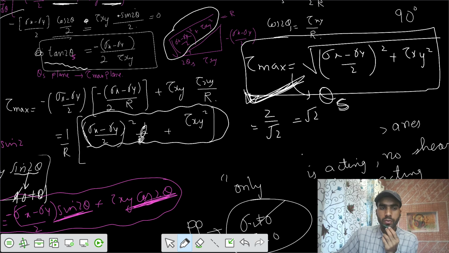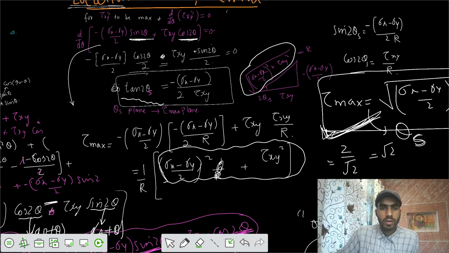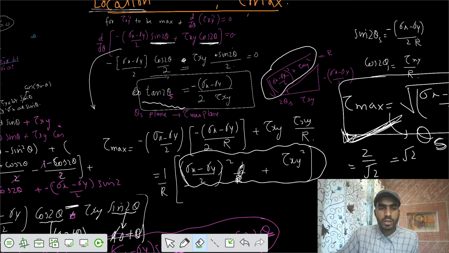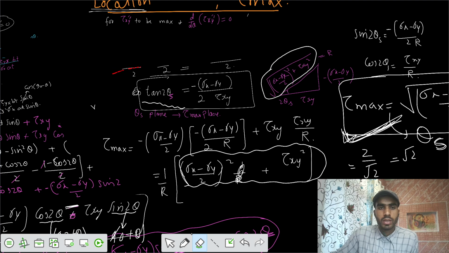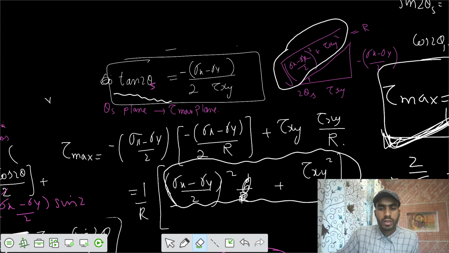Now we got the value of tau max. We want to say what's the value of normal stress. We want to say what is the value of normal stress on that particular plane where the shear stress is maximum. So we got the value of shear stress and the location. Now what's the value of normal stress at that particular location?